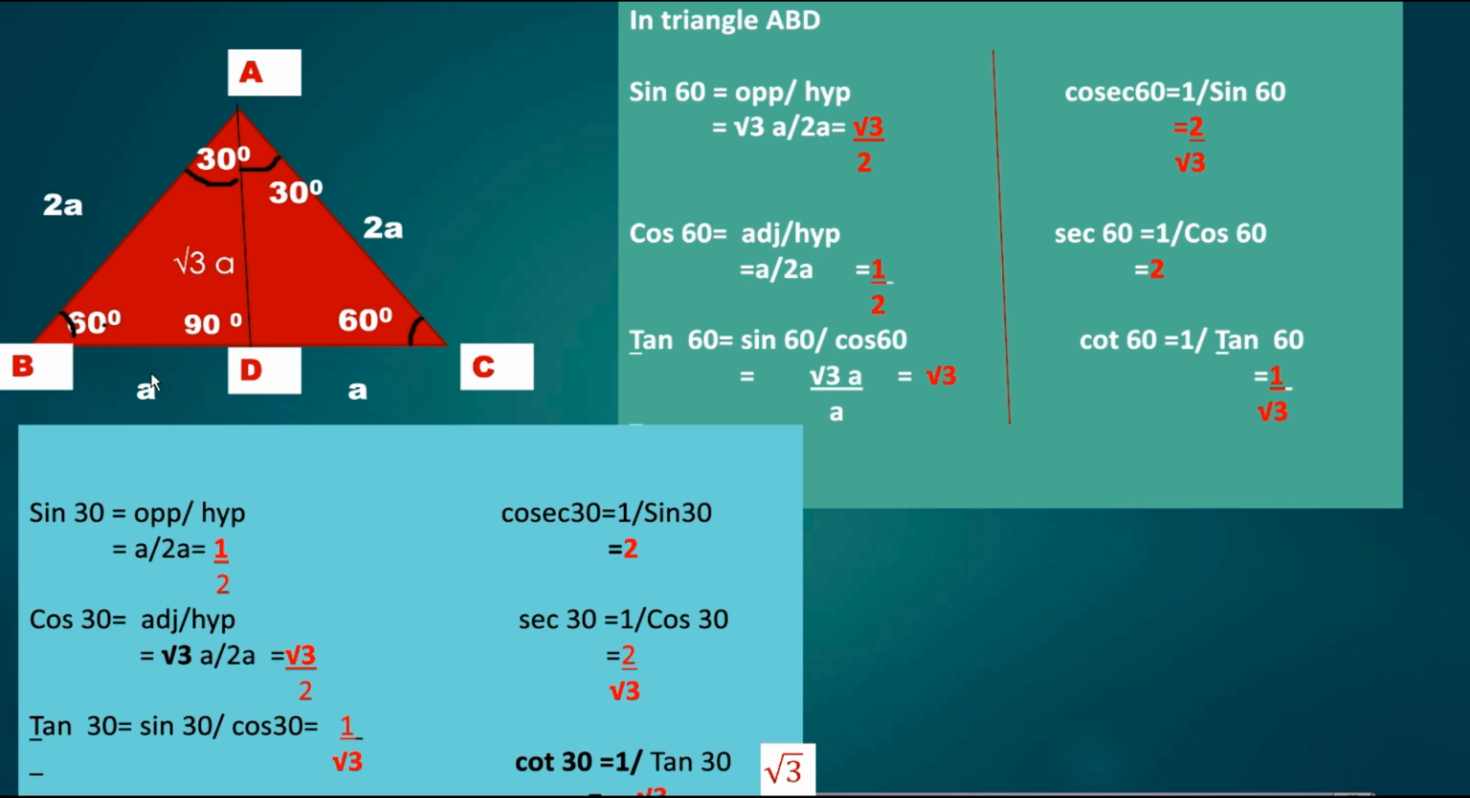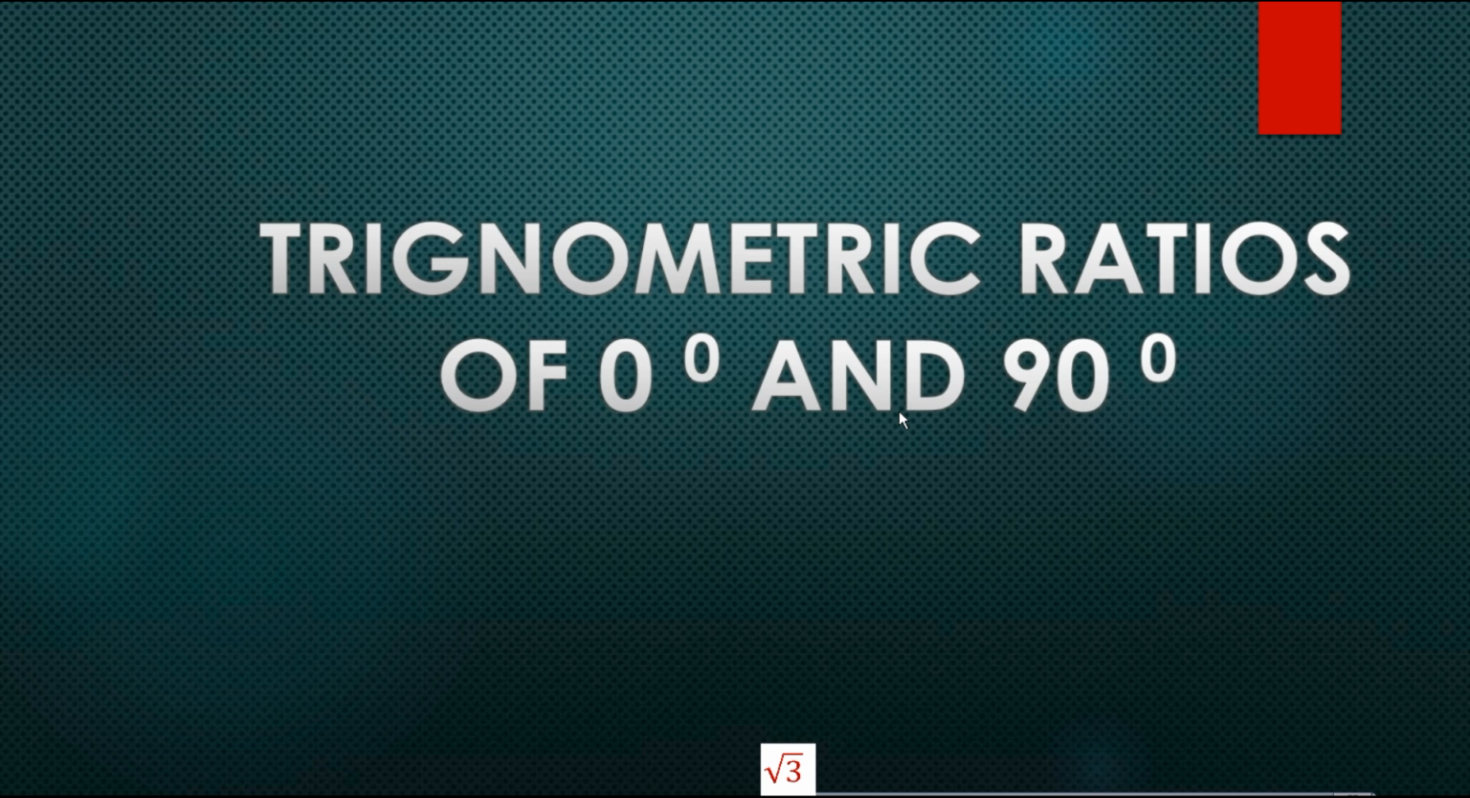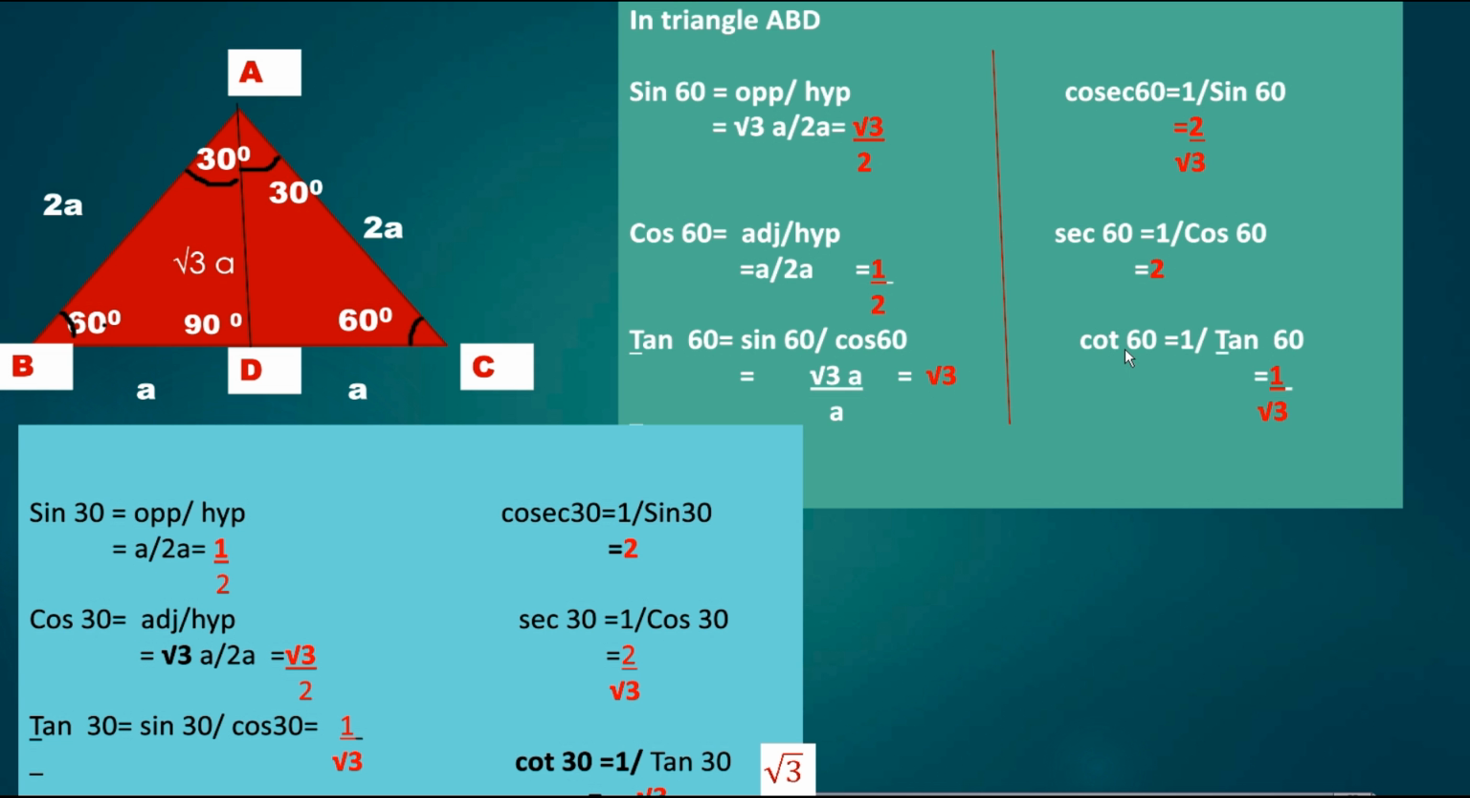Next cos 60, adjacent side by hypotenuse. Adjacent A by 2A equal to 1 by 2. Tan 60 is sin 60 by cos 60, root 3 by 2 by 1 by 2, or tan 60 is opposite side by adjacent side. Root 3A by A equal to root 3.